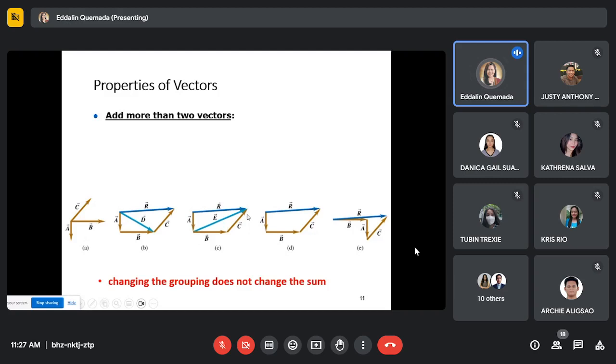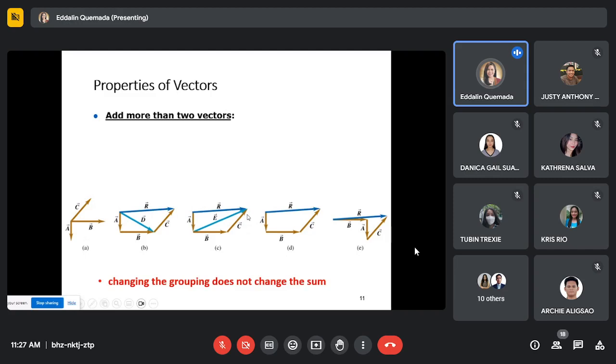After getting the resultant E, A is now added. So A plus E, the resultant is indicated as R, or the overall sum of the given vectors. So again, B plus C is equal to E. E plus A is equal to R.